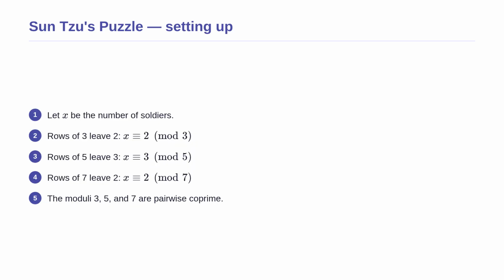Before we move on, let us see this formula in action with a concrete example. We will solve the exact puzzle posed by Sun Tzu. We are looking for the total number of soldiers, which we will call X. We translate the physical rows into modular arithmetic. Dividing by 3 leaves a remainder of 2, dividing by 5 leaves a remainder of 3, and dividing by 7 leaves a remainder of 2.